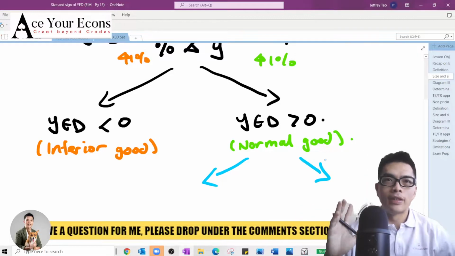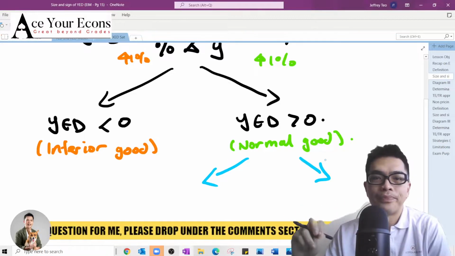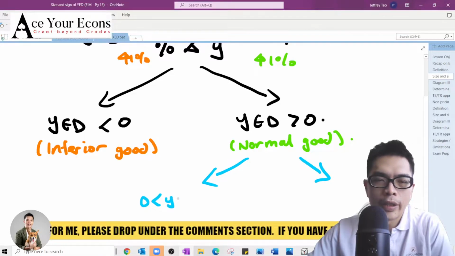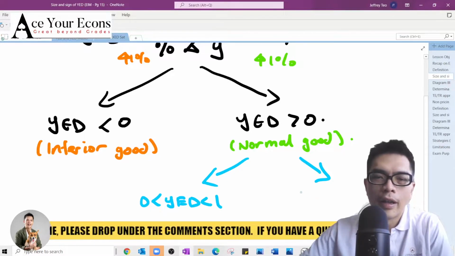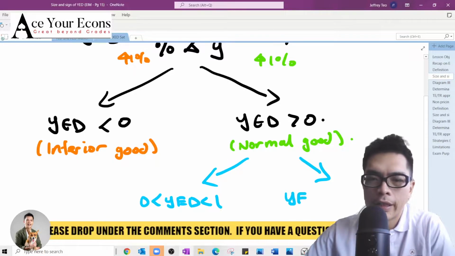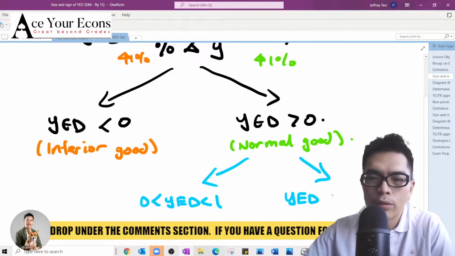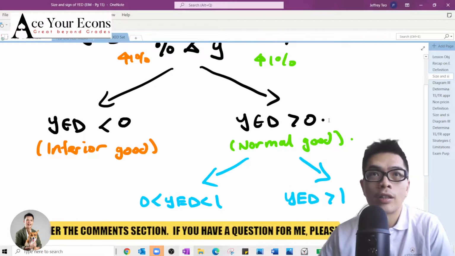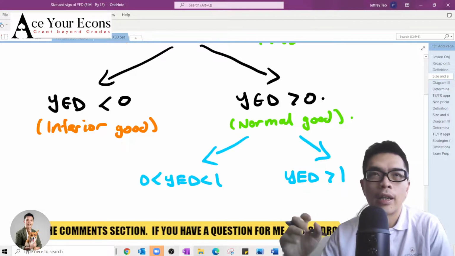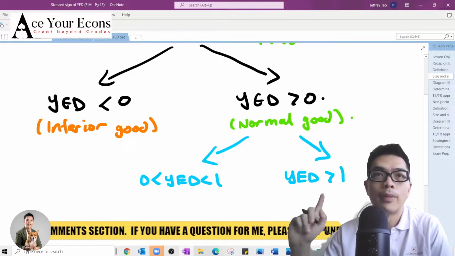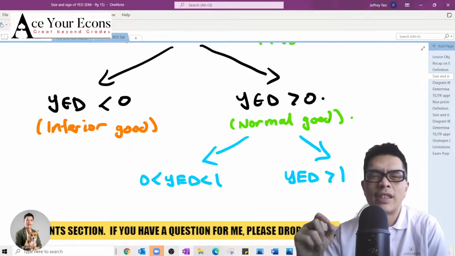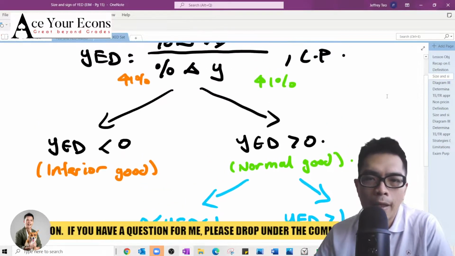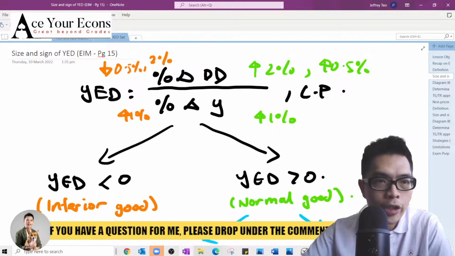So within the positive range, there are two more. So we have YED between 0 and 1 and YED greater than 1. So are you all following the range? This is simple mathematics, because it's greater than 0, they are going to be broken down into two ranges: between 0 and 1, and greater than 1. So what do we mean by that? So now let's uncover this relationship.